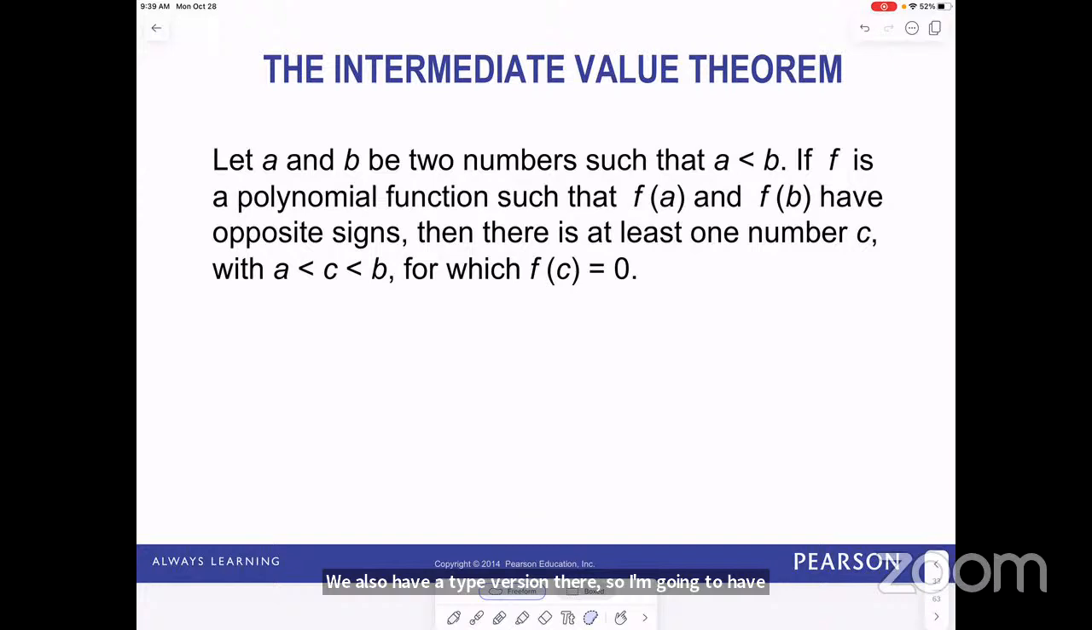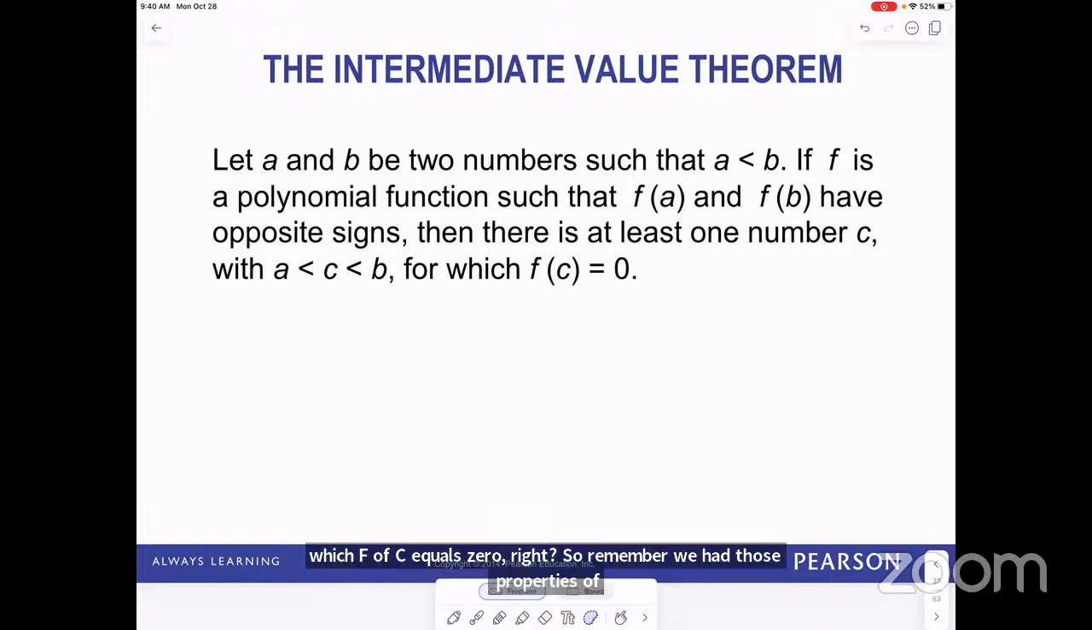The intermediate value theorem. Let a and b be 2 numbers such that a is less than b. If f is a polynomial function such that f of a and f of b have opposite signs, then there is at least one number c between a and b for which f of c equals 0, right? So remember we had those properties of polynomial functions, that they're continuous graphs with smooth curves. There are no holes or gaps, no sharp corners or edges or anything like that. So if we consider 2 x values where the first x value is strictly less than the second, there's some kind of gap between them.